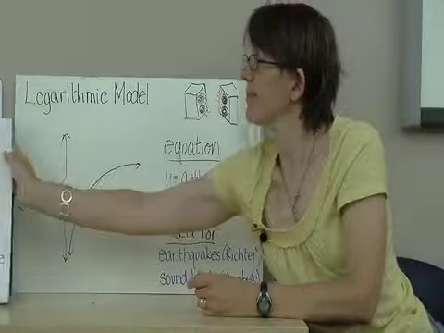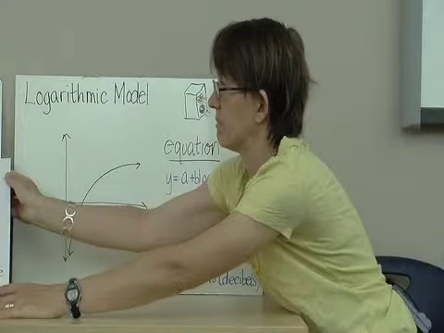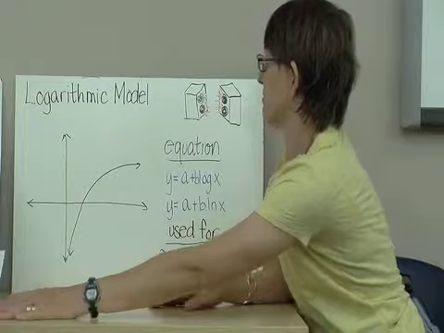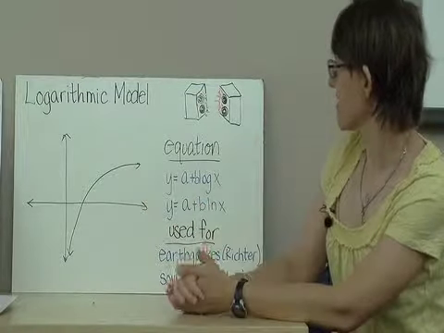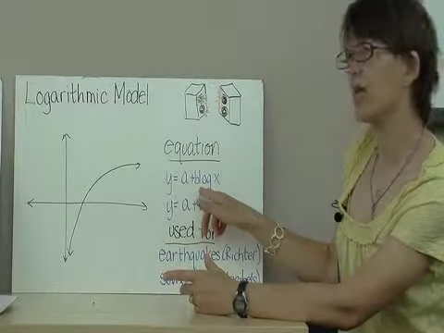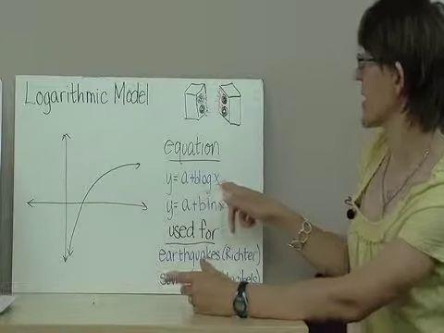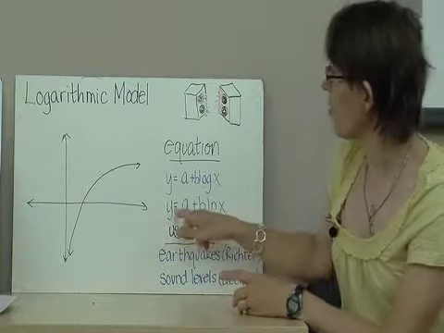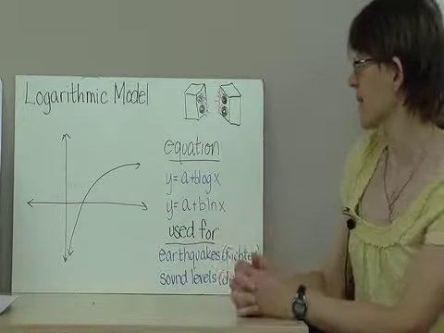And finally, we have a logarithmic model. The logarithmic model looks like this. We have equations listed here for common log and for natural log. Y equals a plus b times log of x, or y equals a plus b natural log of x.